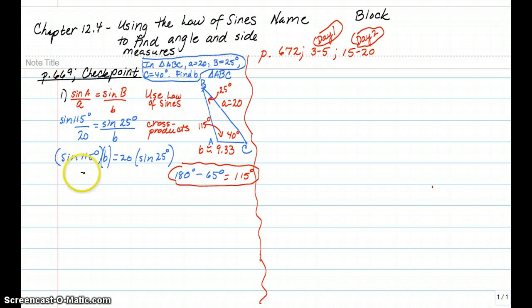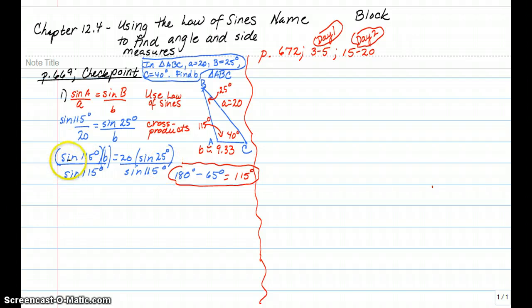And then we've got the next step. We're not going to solve anything on the calculator yet. The next step is going to be to isolate B. So in order to isolate B, this is sine 115 degrees times B, so to isolate it, I need to divide by sine 115 degrees. If I divide one side using the division property of equality, then I have to divide the other side by the same amount. So dividing 20 times the sine 25 degrees by sine 115 degrees.